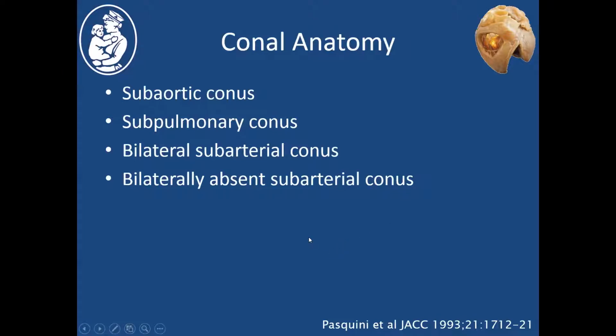The conal anatomy can be quite variable. Usually we think of, in transposition, subaortic conus with absent subpulmonary conus. This is the opposite of what we see in the normal heart, where usually we see a subpulmonary conus or infundibulum attaching the pulmonary artery to the right ventricle and aortic to mitral fibrous continuity. But in fact, we can see any of the varieties of ventricular arterial connection in transposition. We can see just a subpulmonary conus, bilateral subarterial conus, or even bilaterally absent subarterial conus.